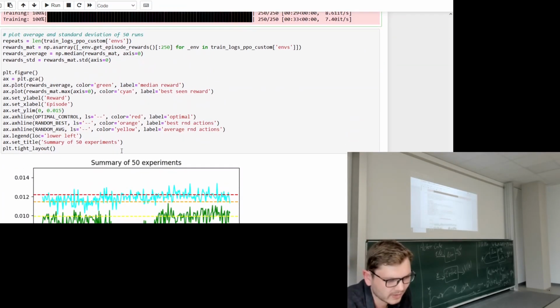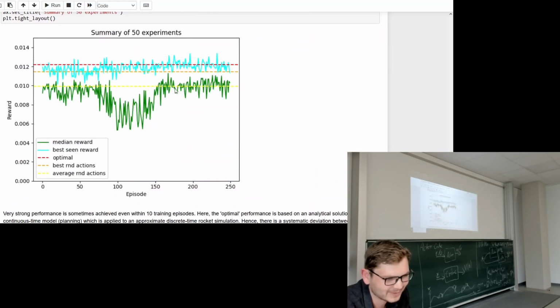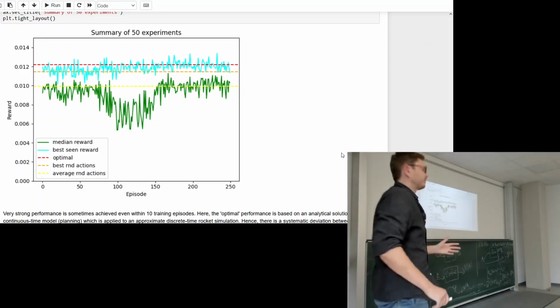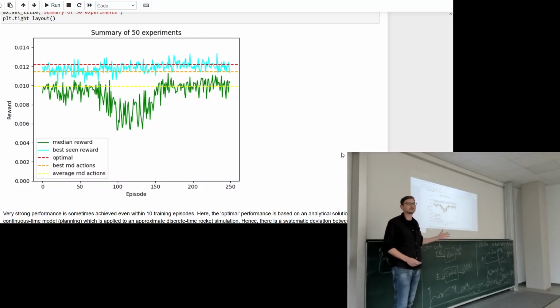So I should have performed 50 experiments, but it took me too long, so I only performed 4 up there and then 4 again here. So this is only 8 experiments. You should do much more actually, but I think you get the idea. So the average of these trainings looks kind of stable, right?